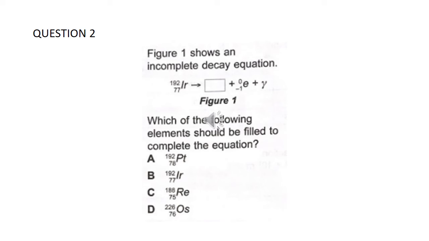So since we have 192 at the left hand side, we also need to have 192 at the right hand side. So looking at the choices, C and D are definitely incorrect. So we are only left with A and B. Since we have the atomic number of 77 at the left hand side, we need to pick something at the right hand side to make the sum 77. Okay, the only one is A because it has a mass value of 192 and a Z value of 78.